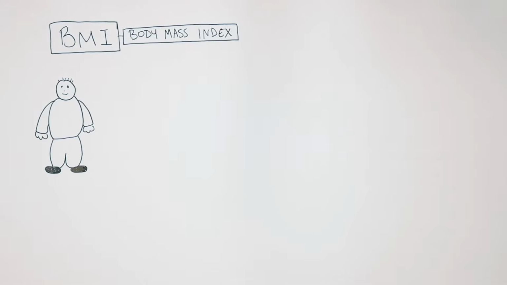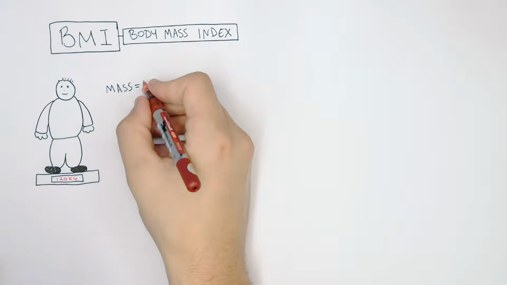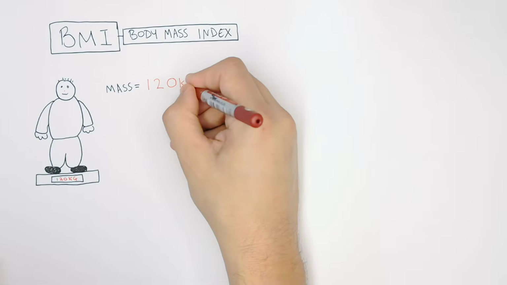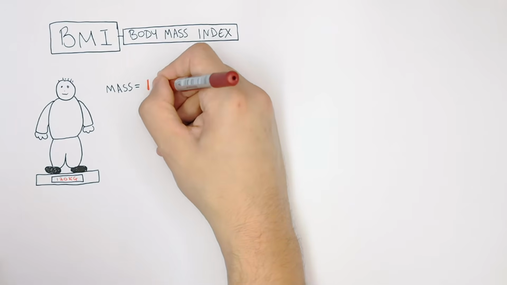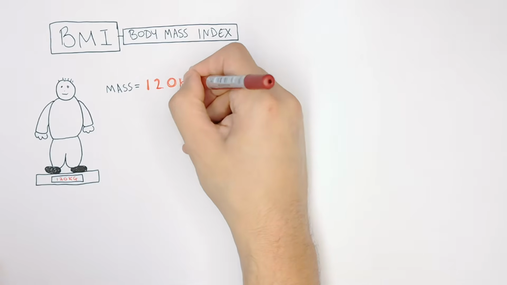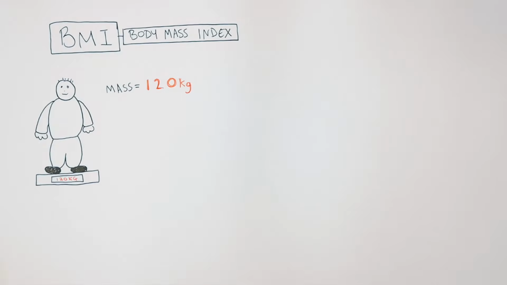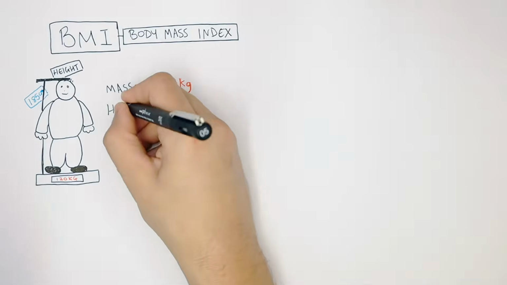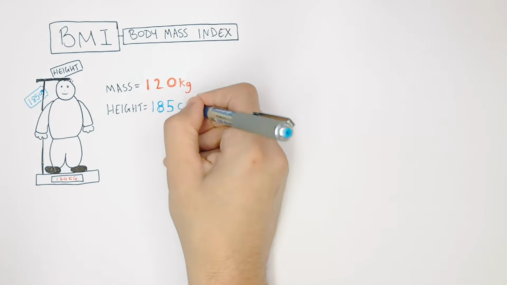I'm now going to show you how to calculate somebody's BMI using their mass and height. So to begin with, you must measure their mass. This person has a mass of 120 kilograms. Then you need to work out their height. This person has a height of 185 centimeters.